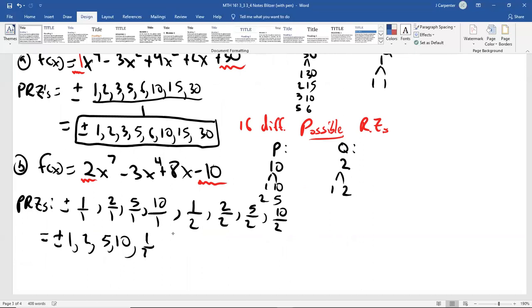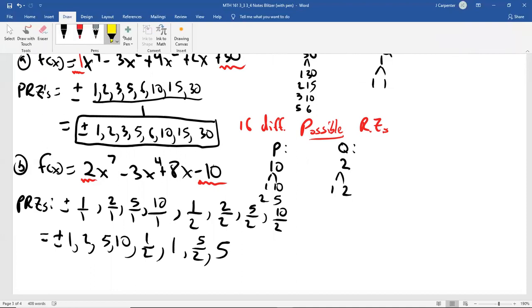The 1/2 is a half. We need to reduce some fractions. 2/2 is 1, then 5/2, and then 10/2 is 5. Notice something. This 1 and this 5 were already up here. You don't need to list them twice, just like we don't need to list multiple zeros twice. We just say, hey, they have multiplicity. So what we're going to do is just not write them. So plus or minus 1, 2, 5, 10, then a half, and 5/2.